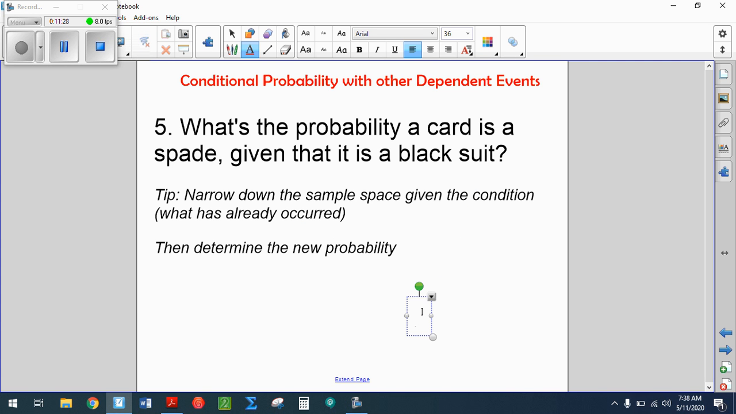If I had a deck of cards, what's the probability that a card is a spade given that it's a black suit? So normal probability here, we would say it's something out of 52 because there's 52 total cards. But given that it's a black suit, there are 26 cards that are black. So that changes to 26. What's the probability that it's a spade? There's 13 spades out of 26. So if you know it's a black card, it's a 50% probability that it's a spade.